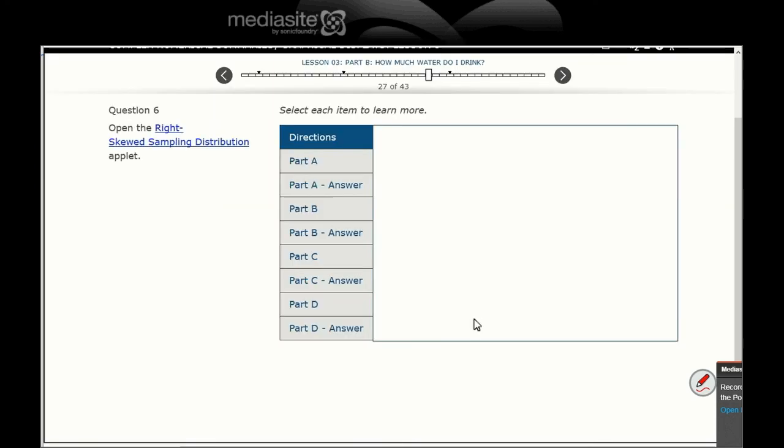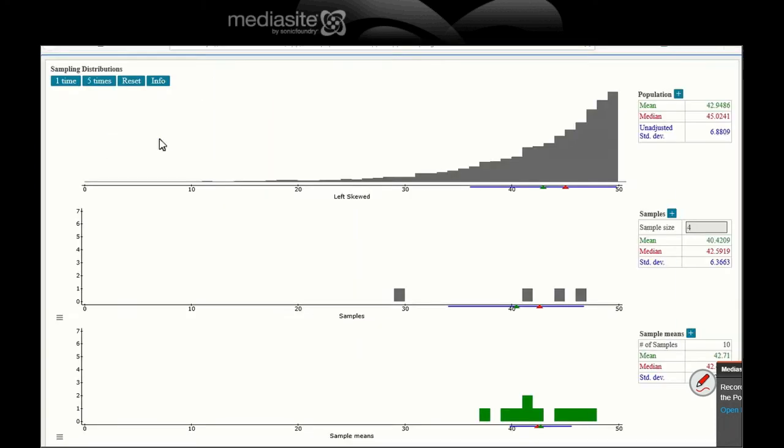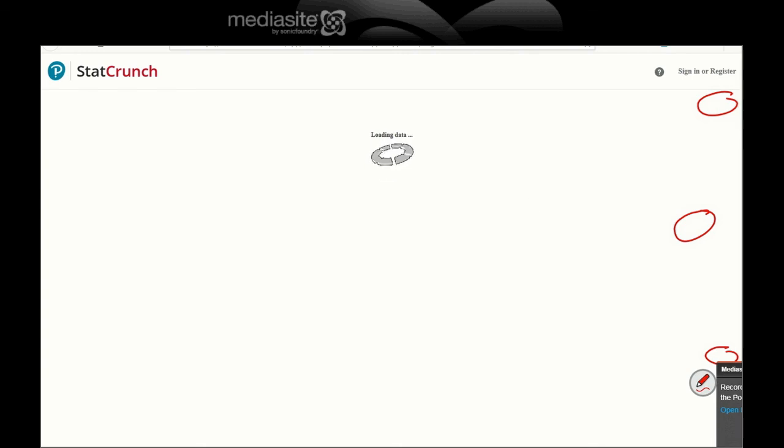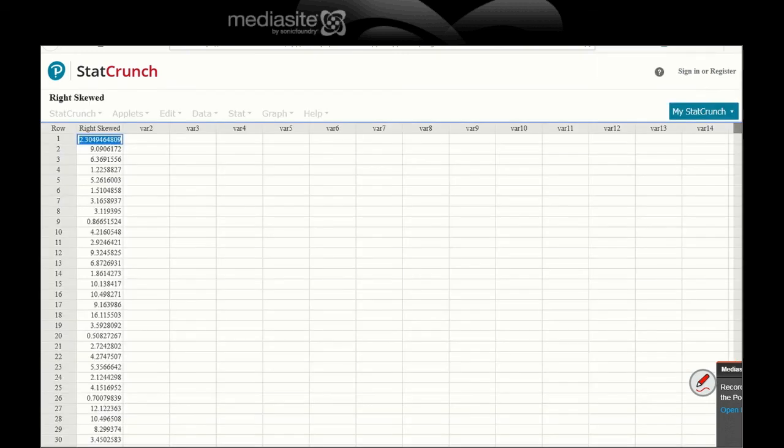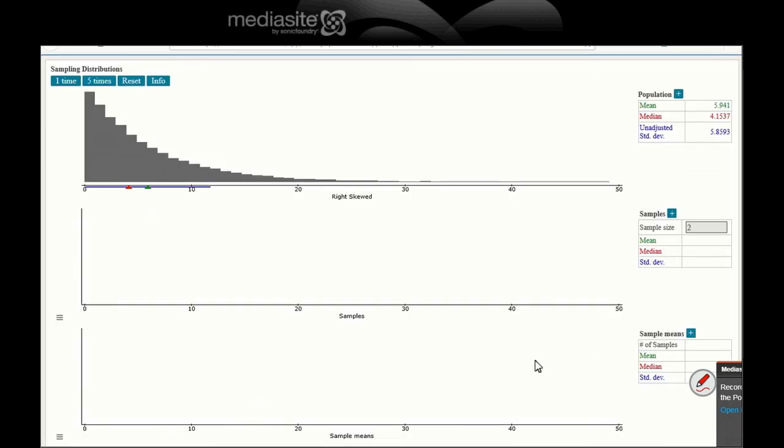All right. Now let's open the right skewed sampling distribution. Again, look at it. It trails off to the right. That's where we get the term right skewed.